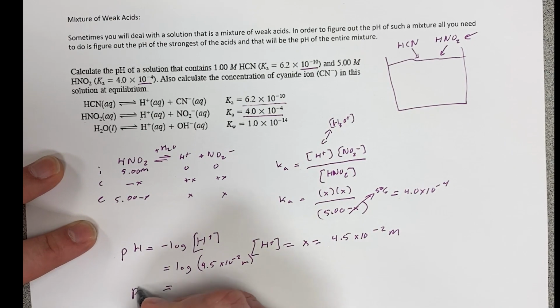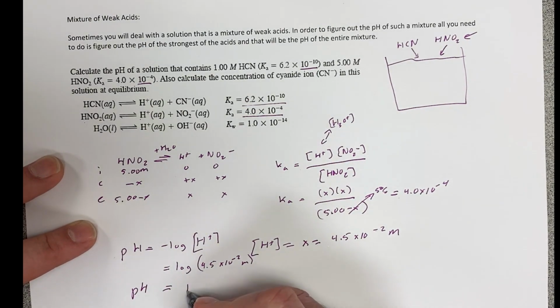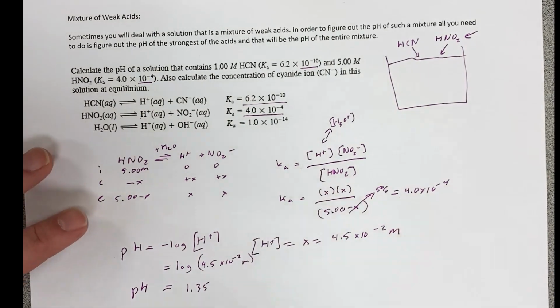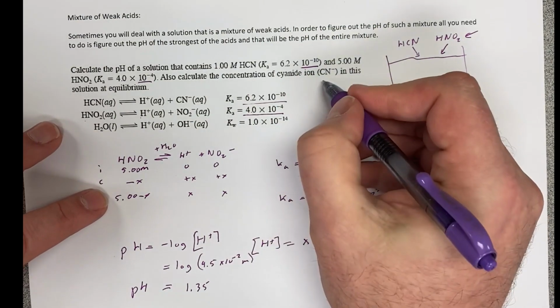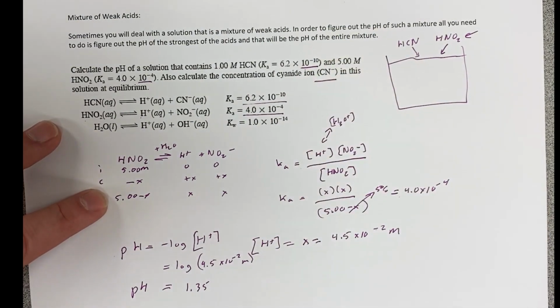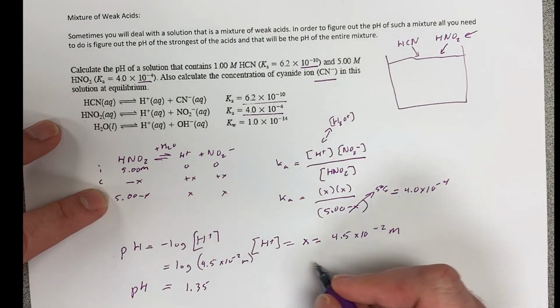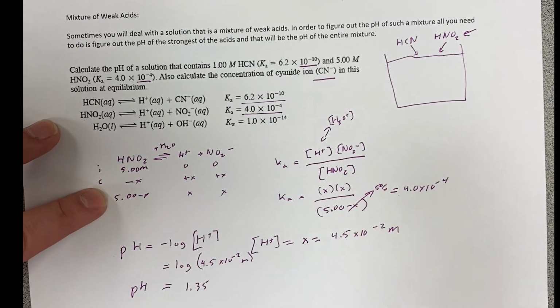We do the math on this, and the pH of the solution ends up being 1.35. Notice we do not have to worry about our HCN at all in that. Now, they did, however, ask us to figure out the CN minus concentration. If I were to write the equilibrium expression for the CN minus, I'll use a different pen so you can visualize this a little bit better.